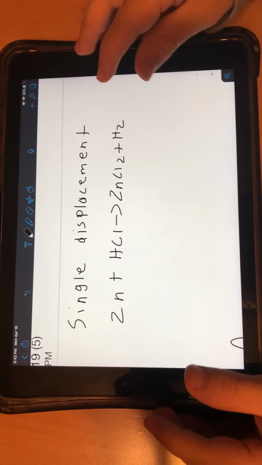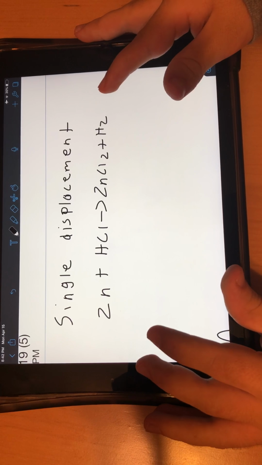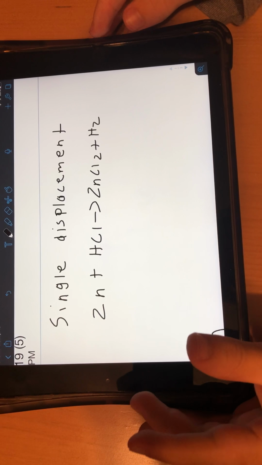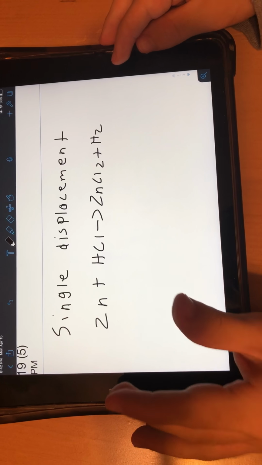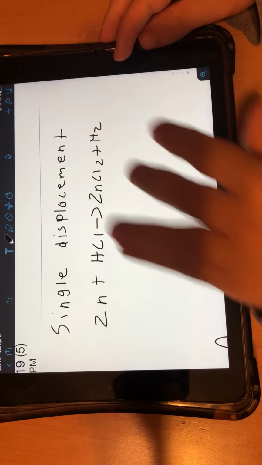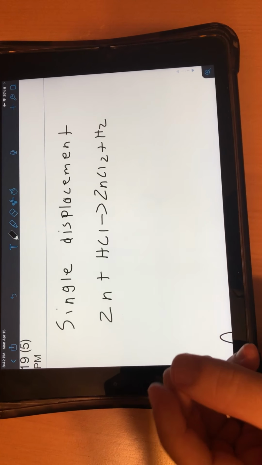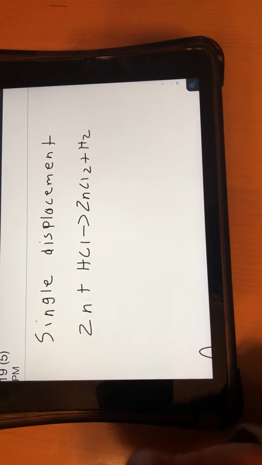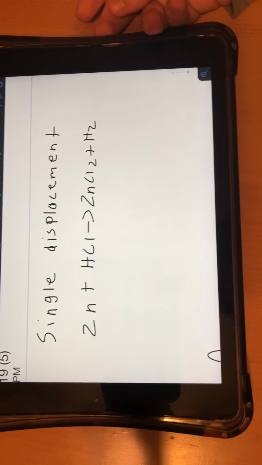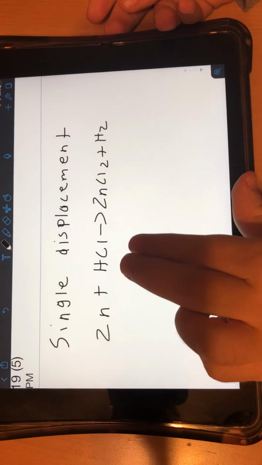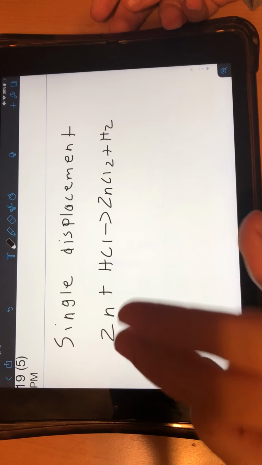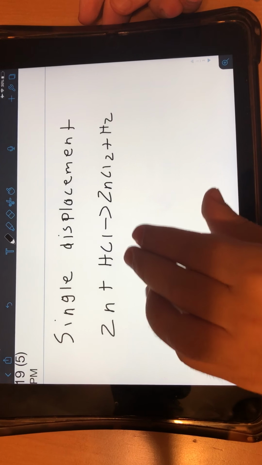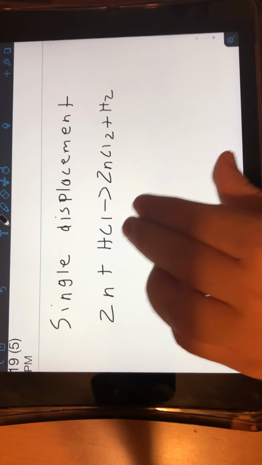So the first one that we have is the single displacement reaction. And the meaning behind it is that in every single reaction, there's a reactant and a product side. The reactants is what you put in so that the reaction can happen, and the product is what comes out of the reaction. So single displacement is when there's a compound in the reactant side, and when it reacts, what happens is we have hydrogen and chlorine here.